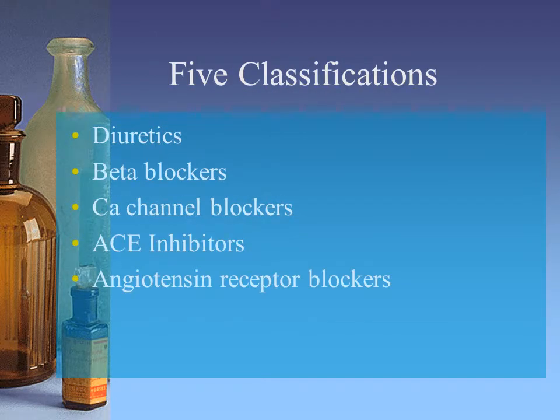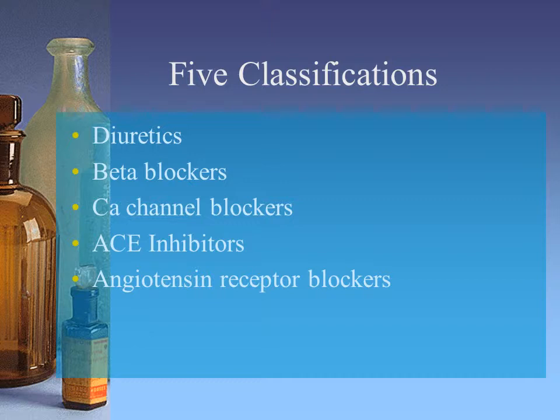The 5 classifications of medications that we use to treat hypertension are diuretics, beta blockers, calcium channel blockers, ACE inhibitors, and angiotensin receptor blockers, otherwise known as ARBs.